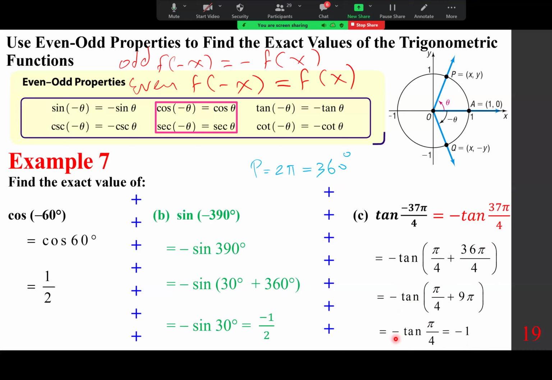So knowing, when we use even and odd properties, knowing the even and odd will help us evaluate these trigonometric functions. Pretty straightforward class.